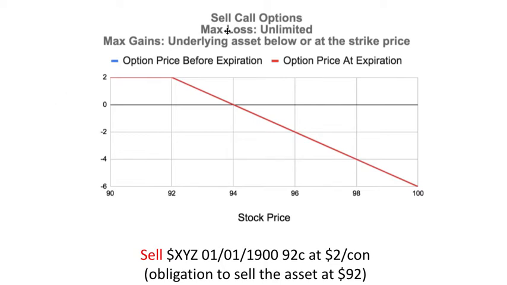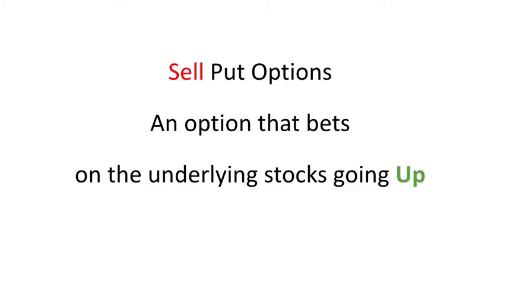So basically the max loss for the sell call option is unlimited, while the max gain is at or below the option strike price. On the other hand, the sell put option is an option that bets on the underlying stock going up.